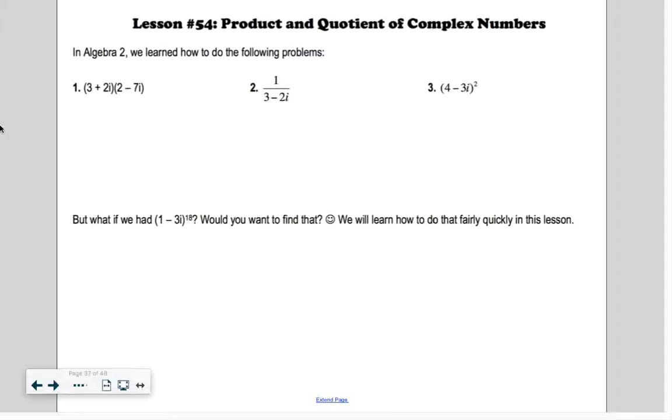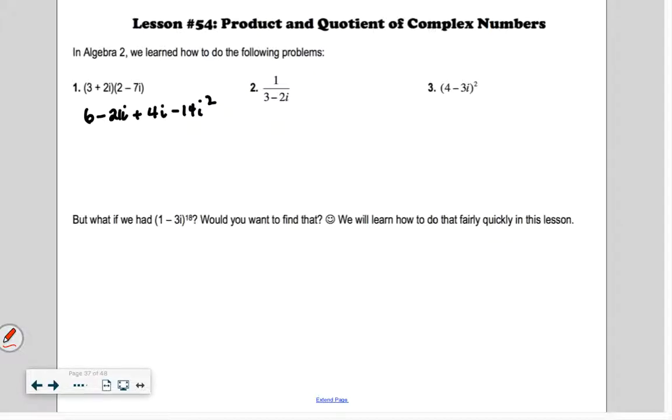In Algebra 2, when you have things like 3 plus 2i multiplied by 2 minus 7i, we just distribute, like we FOIL this out. So we would have 6 minus 21i. Oops, I forgot my 1 there. 21i plus 4i minus 14i squared. So remember that. And then we would combine our like terms.